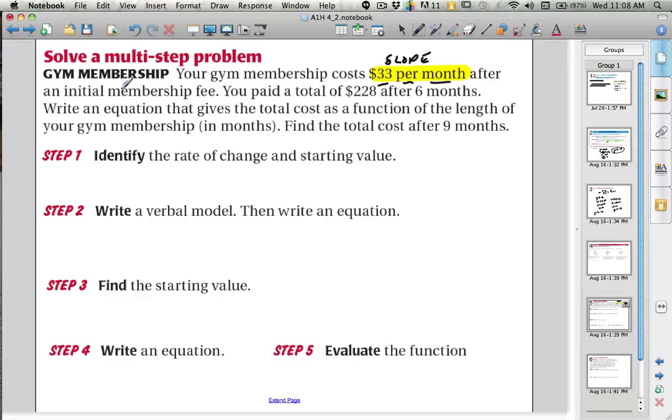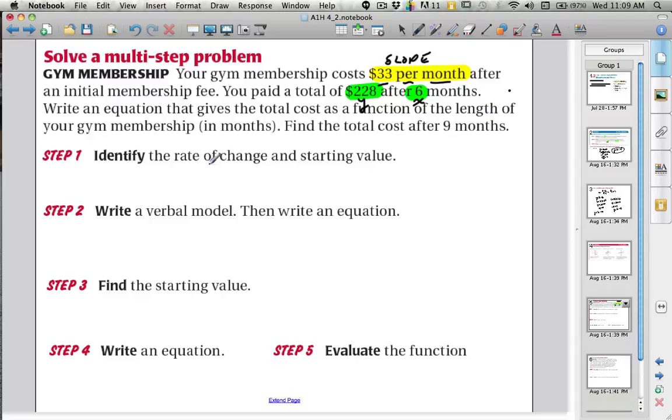After an initial membership fee, I paid $228 after 6 months, right? This is going to be y, and this is going to be x. Okay, so what they've given me is slope and a point. I know that when x was 6 months, y, my total cost, was 228. Write an equation that gives total cost as a function of the length of the membership. Find the cost after 9 months.